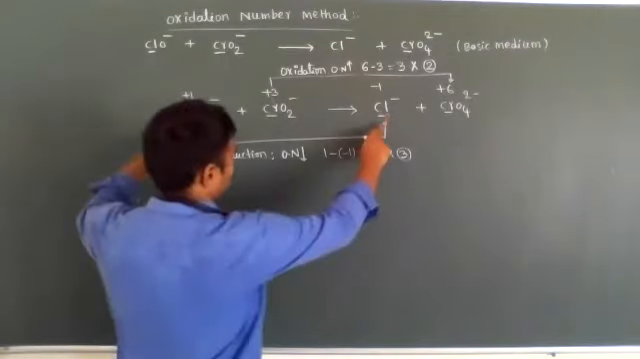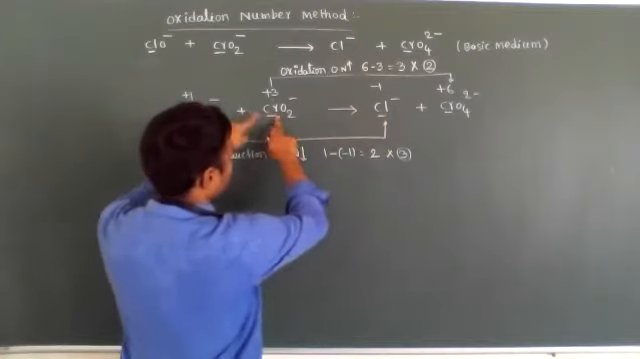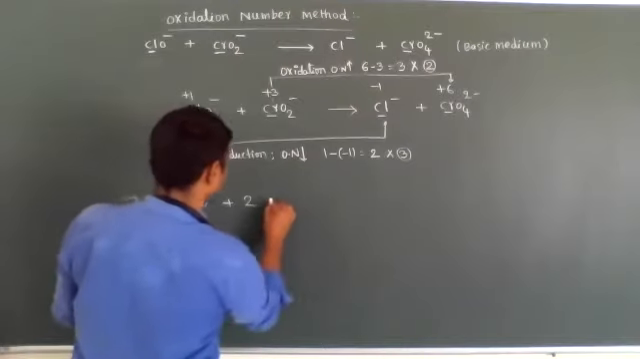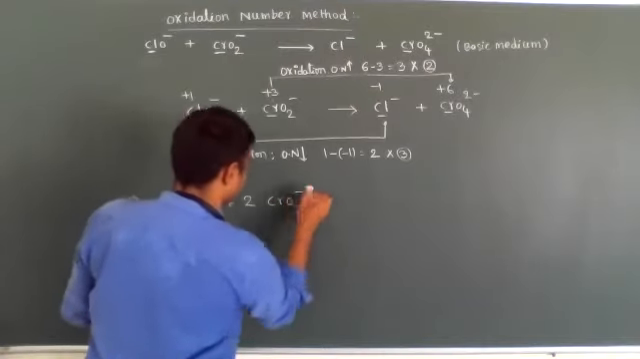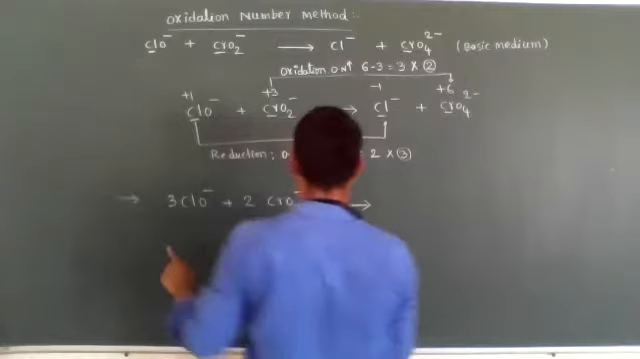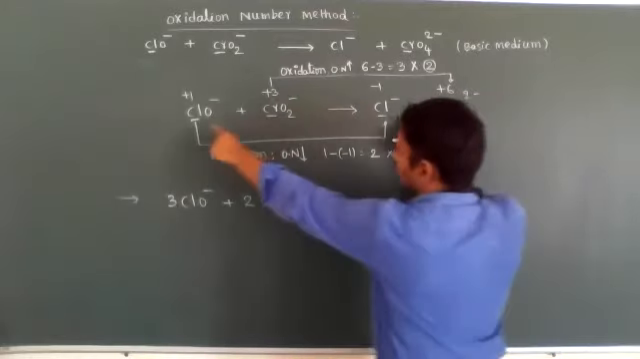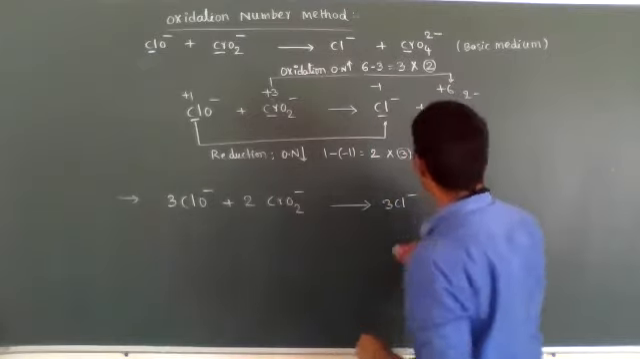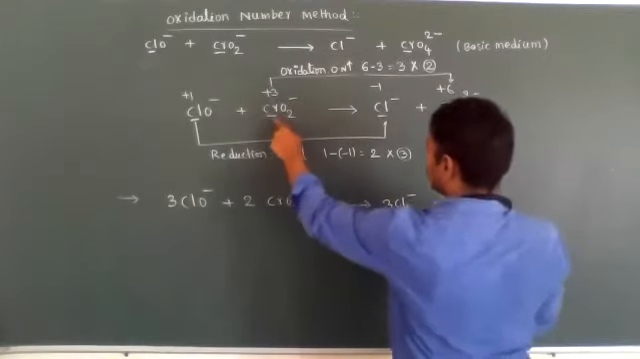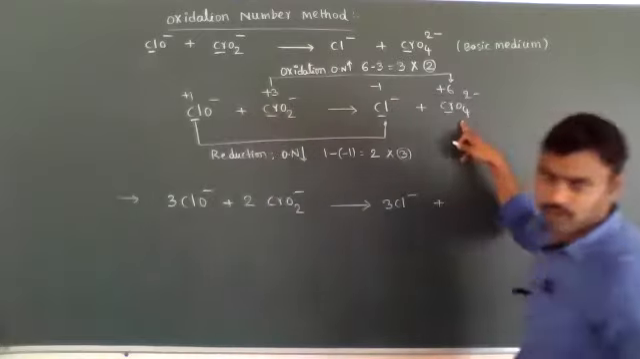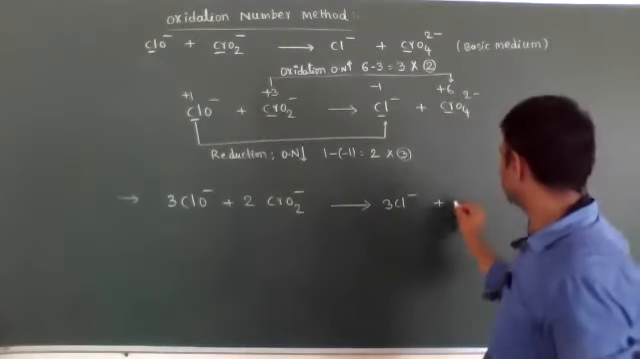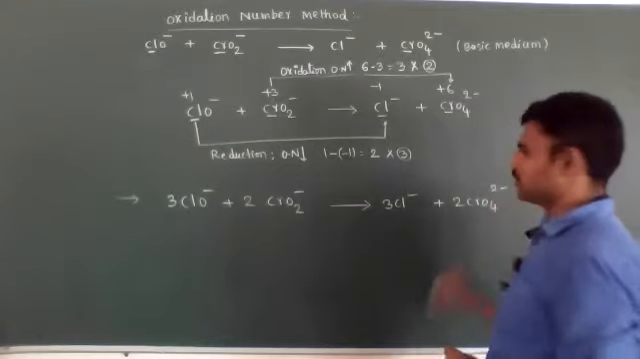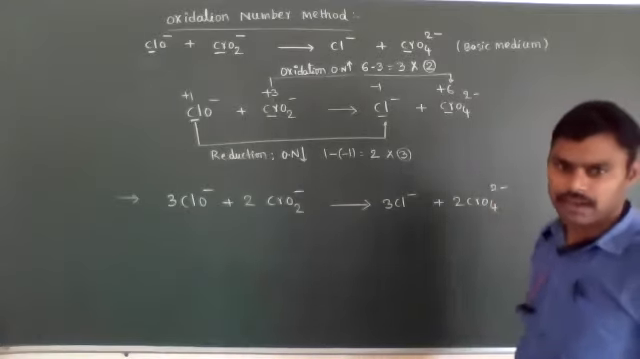Now we need to multiply with 3, so 3ClO minus, and this CrO2 minus multiplied with 2, so 2CrO2 minus. Okay, clear? Now this Cl means multiplied with 3, 3Cl minus, plus this CrO2 is converted to CrO4 2 minus, that value we need to multiply with 2. That's why 2CrO4 2 minus. It is very clear.